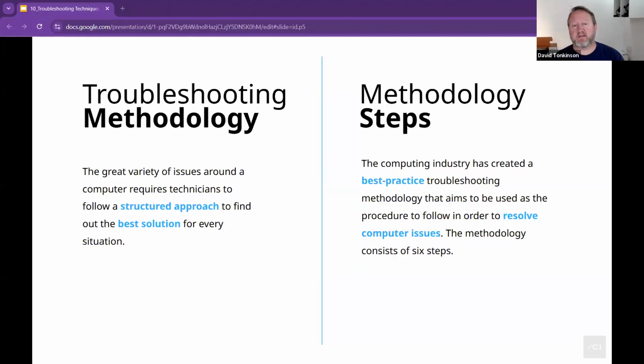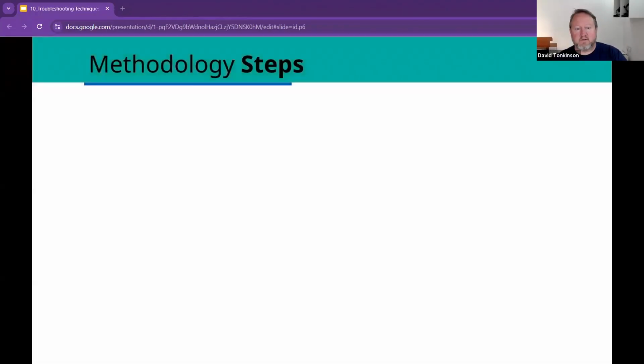Okay, it is the best practice. CompTIA will ask you about this best practice and how you should be completing the troubleshooting. So let's have a little look at some of our steps then.